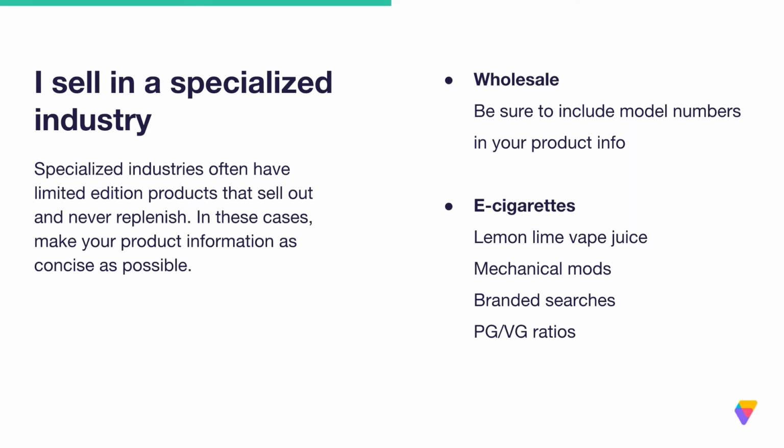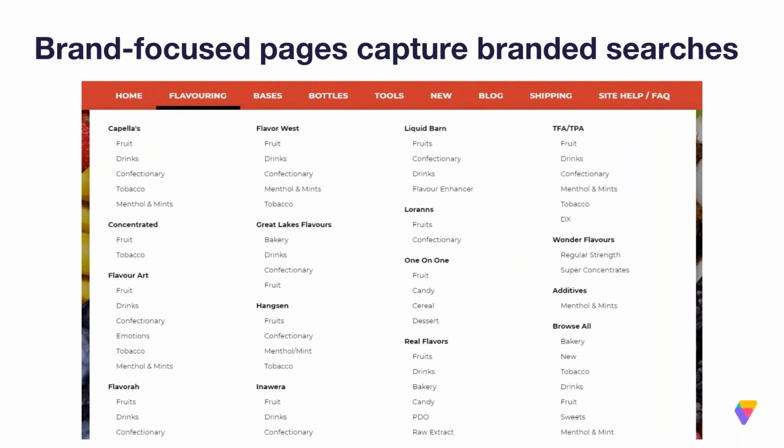Another example of a specialized industry is an e-cigarette store. It's common within the e-cigarette industry to make certain products like batches of e-liquid that are sold and then never made again. So rather than optimize for the products themselves in these cases, because they're so short-lived, you can focus on optimizing the category pages for those types of products. So like lemon lime vape juice or the other examples listed here. Let's look at an example of what we mean.